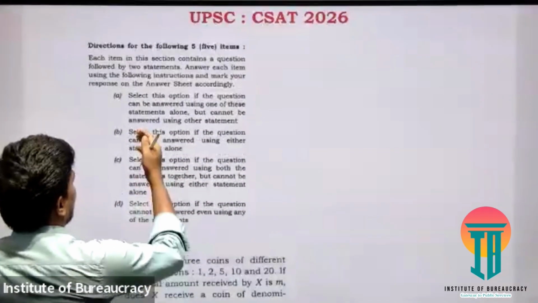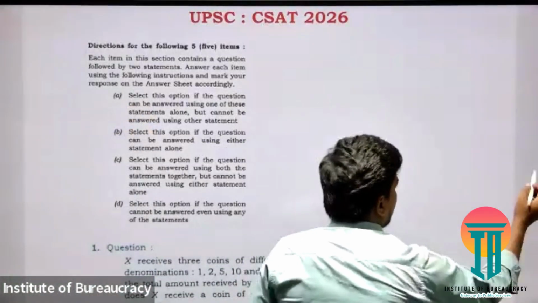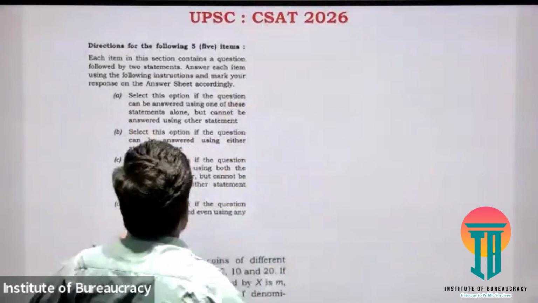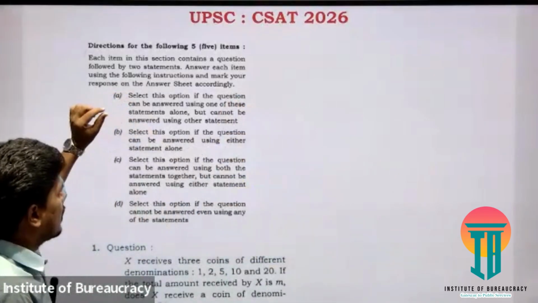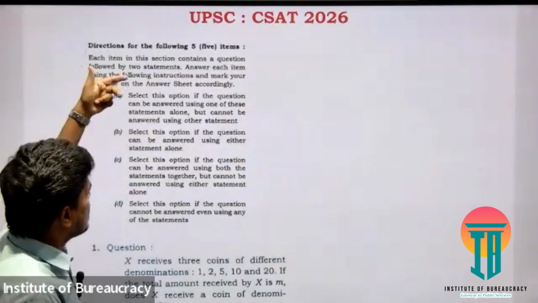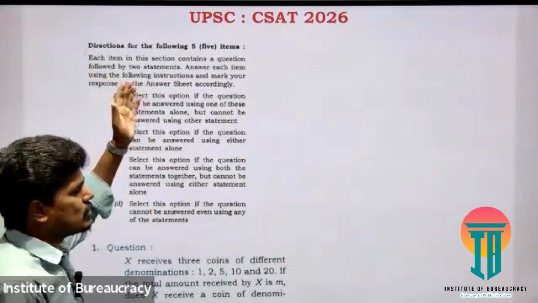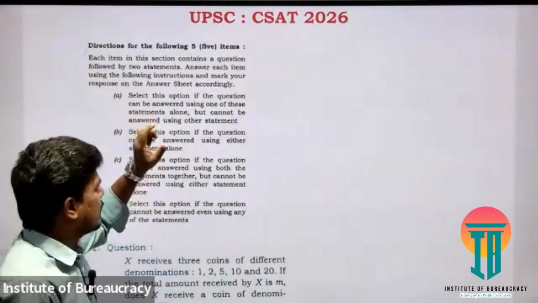Before that, they have given four options A, B, C, D. With respect to this A, B, C, D, you have to choose one of them. Here they have asked a question followed by two statements. Each statement answers the question. That's what you have to find.